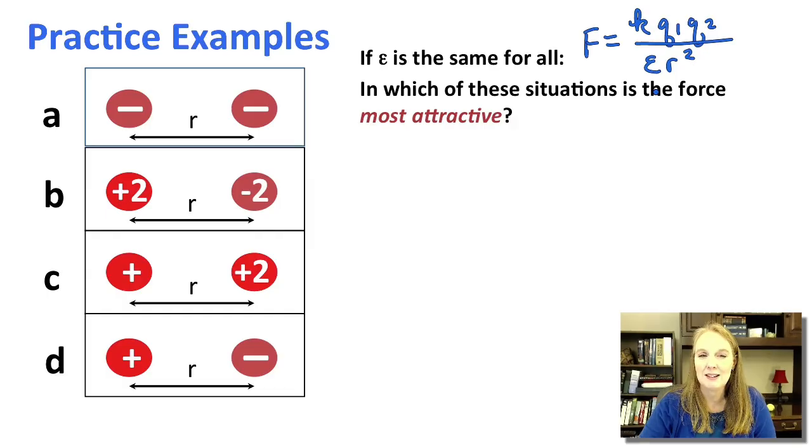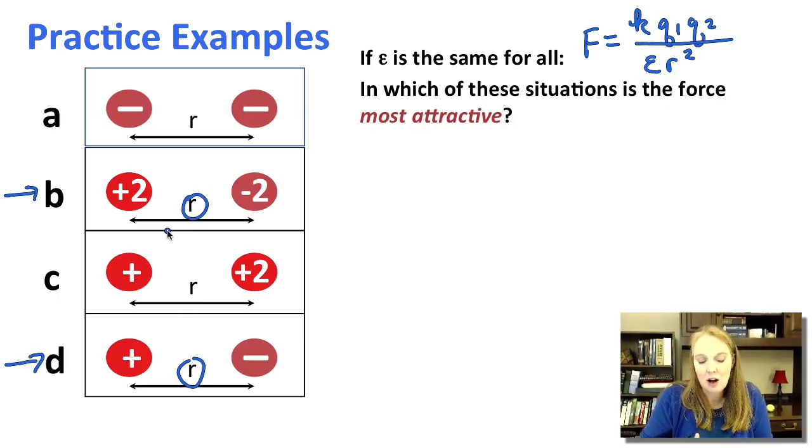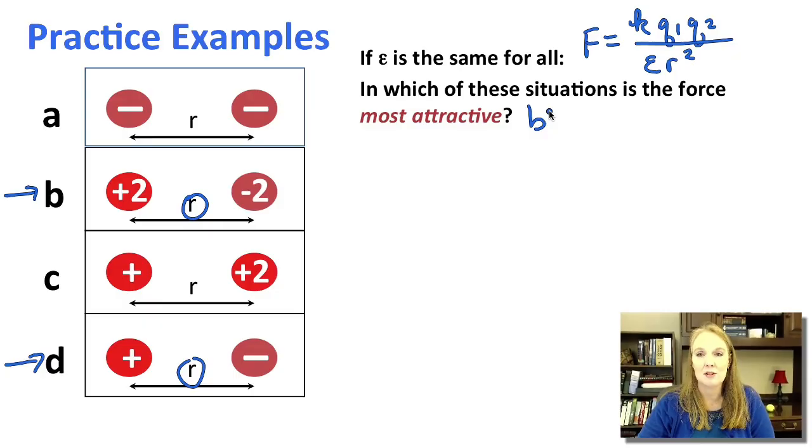All right, first thing is, attractive means opposite charges, right? Because like charges repel. So B and D are opposite charges, right? And then R is the same for both B and D. See that? In fact, for all of the systems, R is the same distance. So the only thing that's different is the magnitude of the charges. In B, the charges are larger, so the force of attraction is higher. So B is the situation where the force is the most attractive.